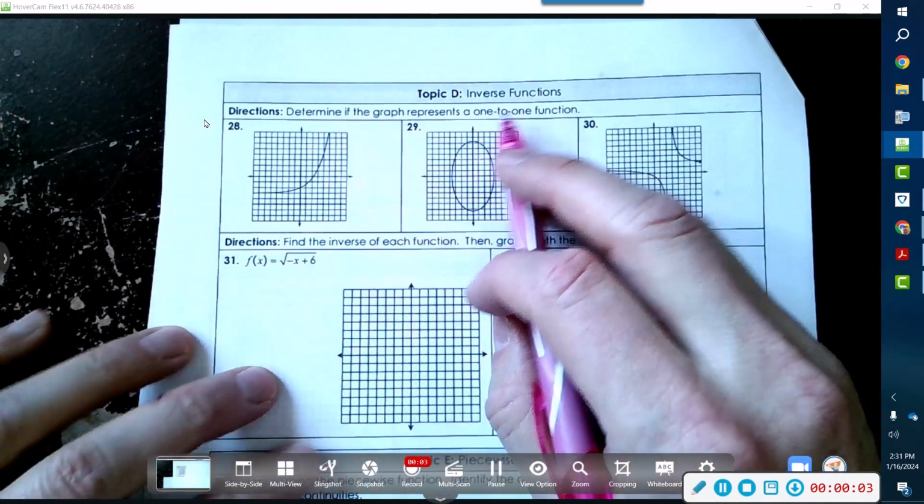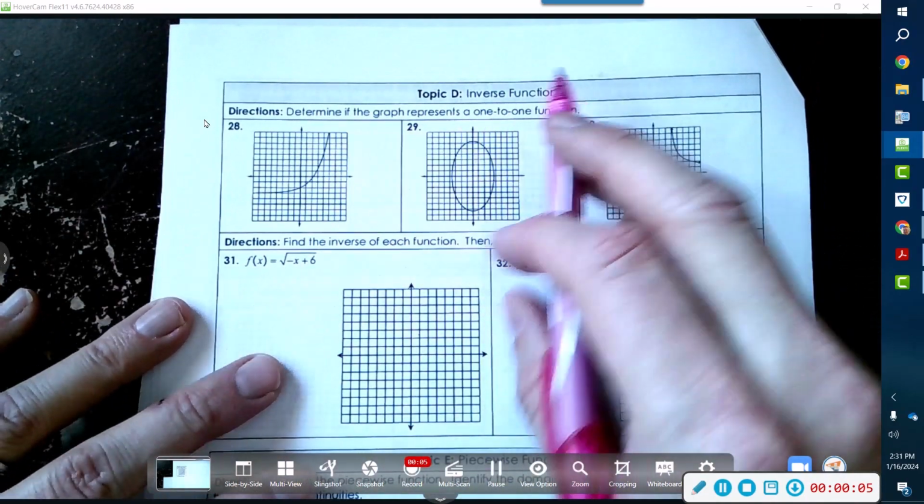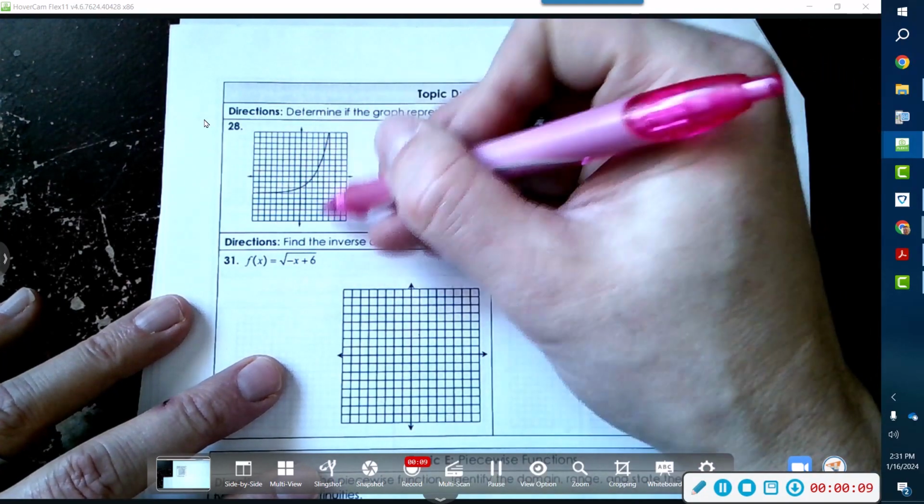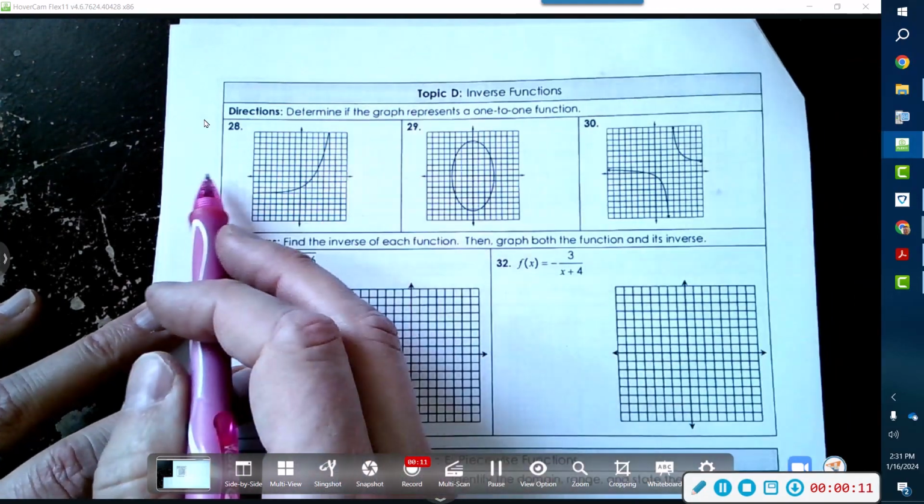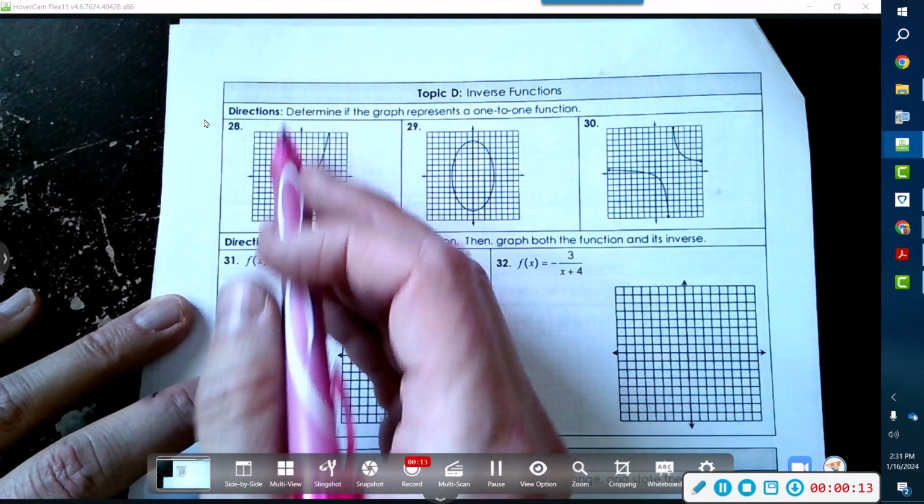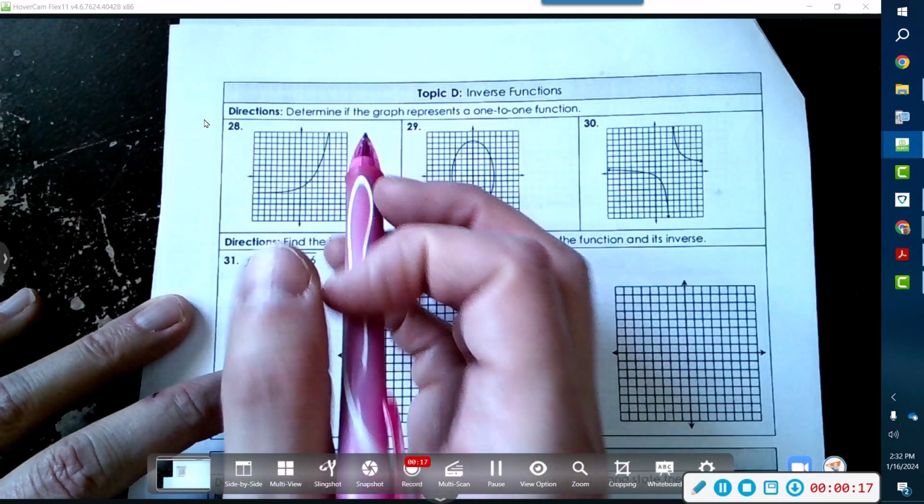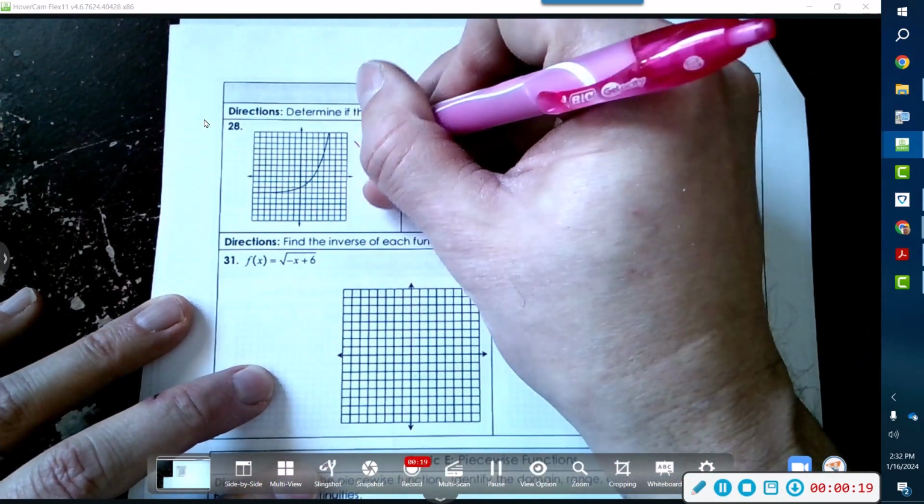28, determine if it's one-to-one. So first of all, it's got to be a function. So function, okay, is it one-to-one? Do the vertical first to see if it's a function. If it is, then do the horizontal, and this guy is one-to-one. So this guy's a yes.